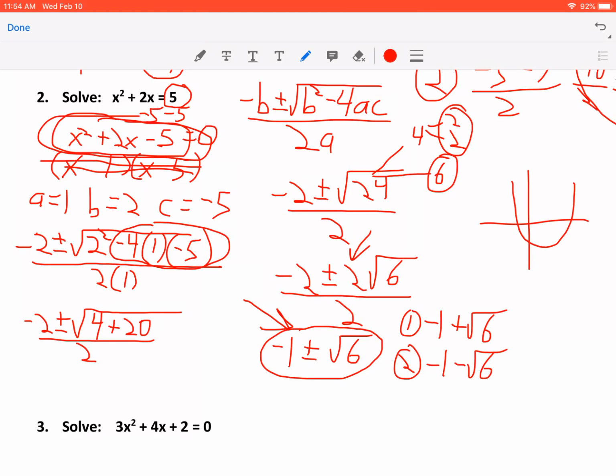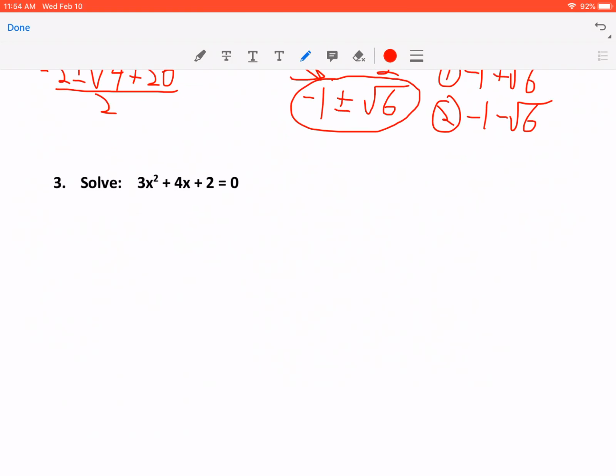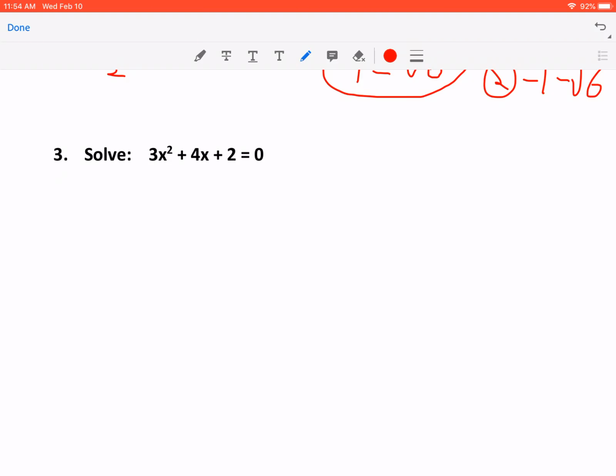Number 3 looks like it is in standard form, so I don't have to do anything. You could try and factor it if you want to. I know if it's plus here and plus here, it's all pluses. The only way to get 3x squared is 3x and x. The only way to get 2 is 2 and 1. So maybe a 1 and a 2 here, but that would give me 6x and 1x. That's not right. And maybe I put a 2 here and a 1 here. Well, that would give me 3x and 2x. That doesn't add up to 4.